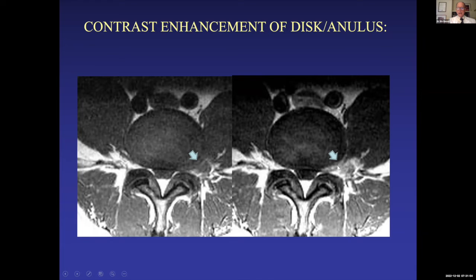Contrast will show the enhancement in the annulus. This is an annular fissure with reactive granulation lighting up with contrast. So is the pain related to the root compression, or is it related to nerve fibers in the annulus that are inflamed? May be hard to distinguish, but contrast can show you this much better than non-contrast MR. We just don't choose to do it because of the expense and the need for a contrast injection.